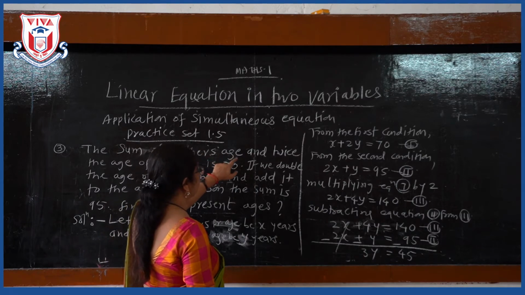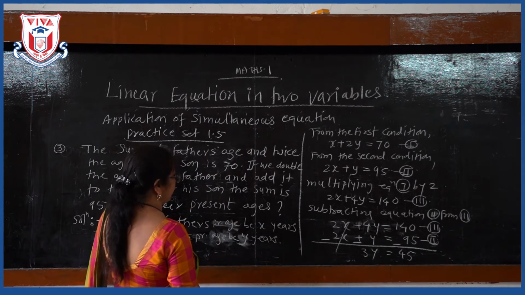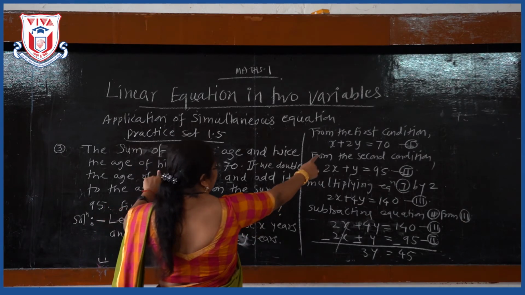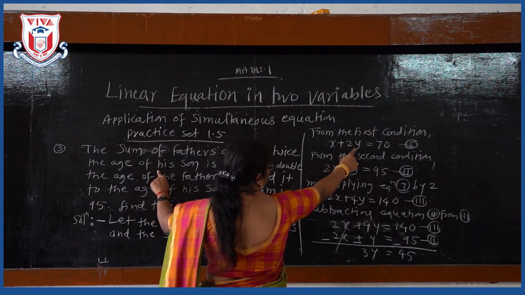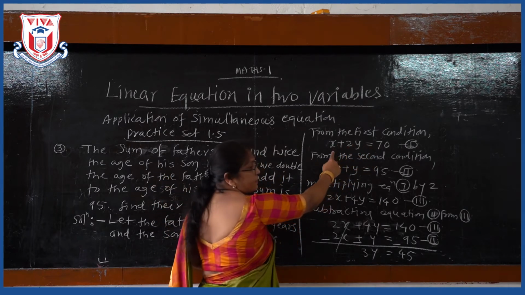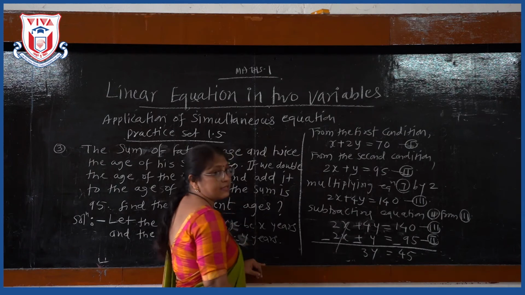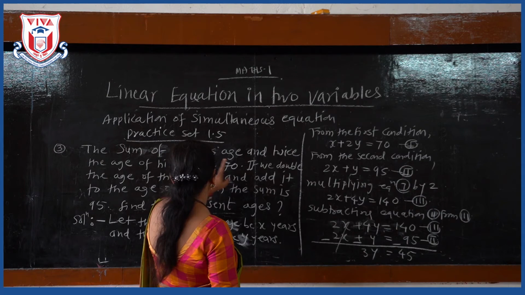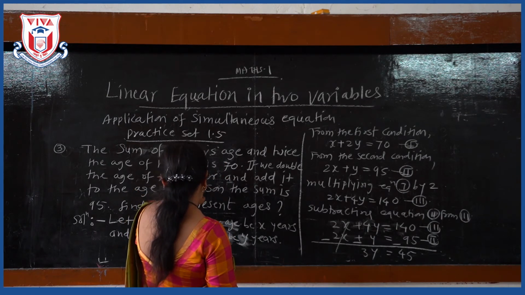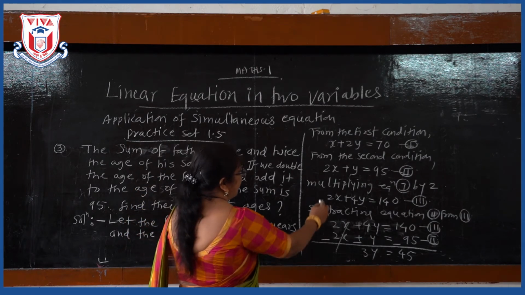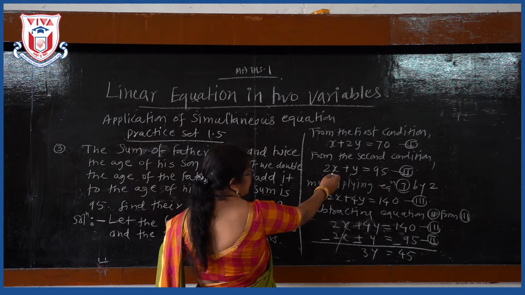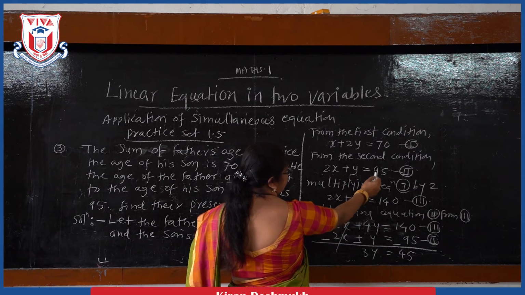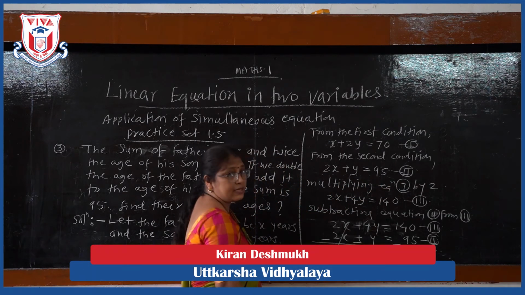The sum of father's age and twice the age of his son. Father's age is x, so x plus 2y, and their sum is 70. So x plus 2y is equal to 70. This is the first equation. Now what is the second condition? If we double the age of the father and add it to the age of his son, 2x plus y, then the sum is 95. So 2x plus y is equal to 95. This is our second equation.